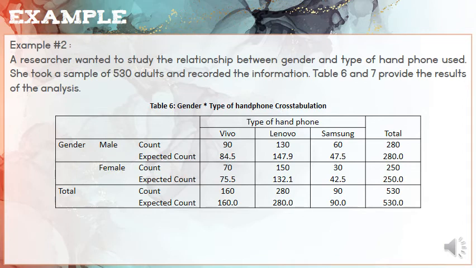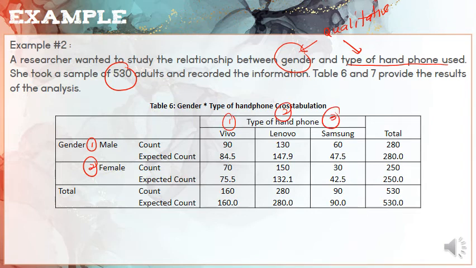So in example number 2, a researcher wanted to study the relationship between gender, this is our first variable, and type of handphone used. So we have two qualitative variables. Gender is qualitative, type of handphone used is also a qualitative variable. So she wants to see whether there is a relationship between these two variables or not. So she took a sample of 530 adults and recorded the information. Table 6 and 7 provide the result of the analysis. As you can see here, we have gender, male and female, so we have 2 rows, and type of handphone we have 3 columns.